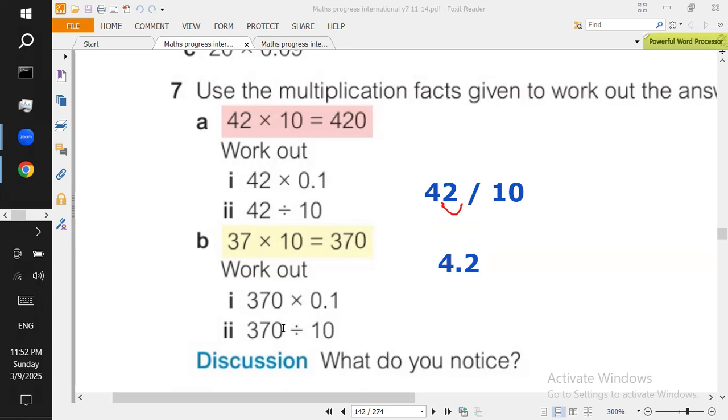Multiplying by 0.1 is the same as dividing by 10. Focus on this. So 4.2, when you multiply by 0.1, is the same as 4.2 divided by 10. Same idea here. 370, when you multiply by 0.1, it's the same as dividing by 10. Okay? You'll notice that they are the same. Now, let's move on.